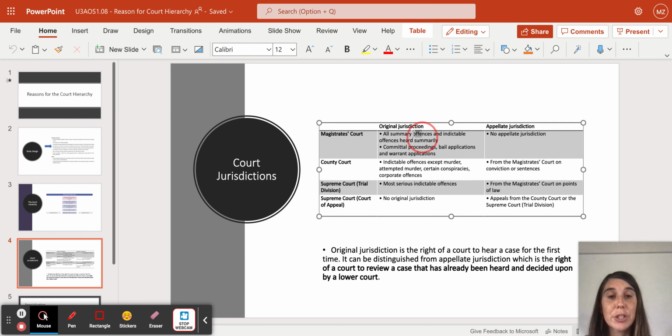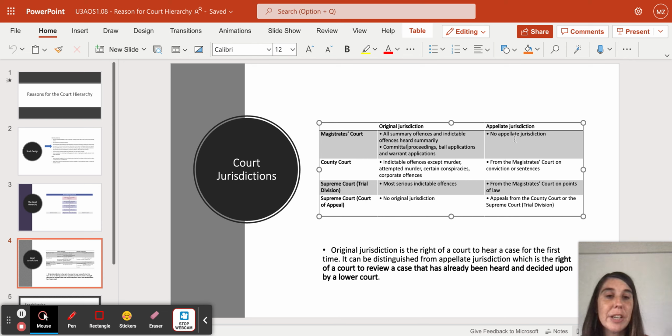In original jurisdiction, we've got summary offences, indictable offences heard summarily, committal proceedings, bail applications and warrant applications at the Magistrates Court. At county, we've got indictable offences except murder or attempted murder or conspiracy. At Supreme Court, we have most serious indictable offences, and Supreme Court of Appeal, we don't have an original jurisdiction because you always go to appeal in that court.